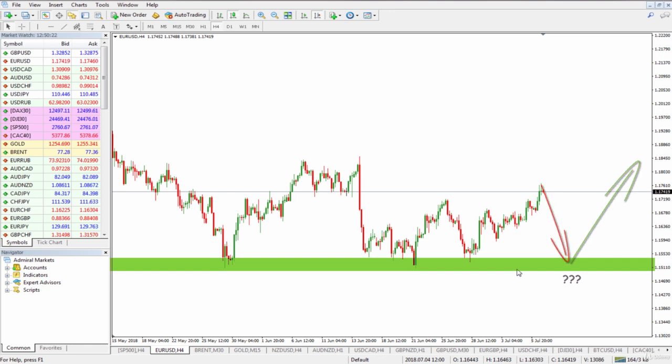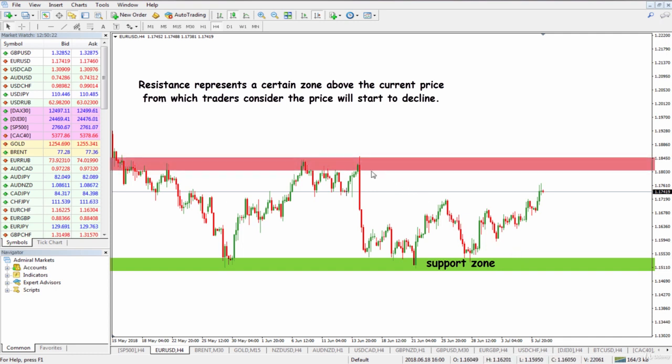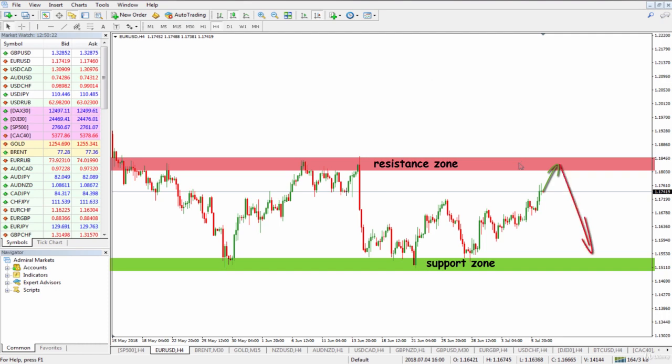The support zone is important for traders for two reasons. The first is to find the level at which they will open the buy position, and the second important reason is that stop loss is placed below the support zone. Okay, for traders, resistance represents a certain zone above the current price from which traders consider the price will start to decline. So in the zone of resistance, traders open their sell trades, and above that zone they set stop loss.